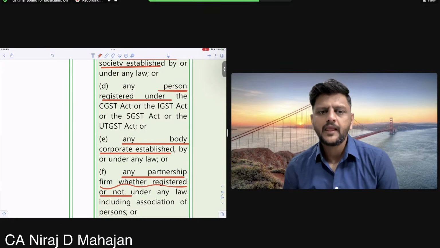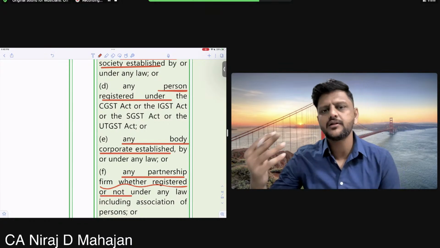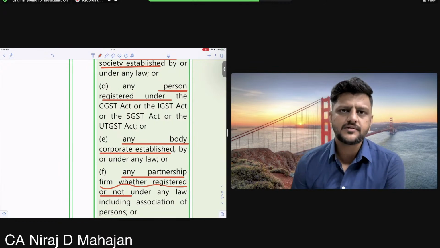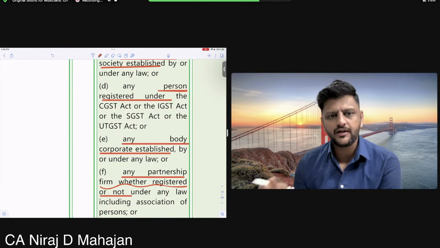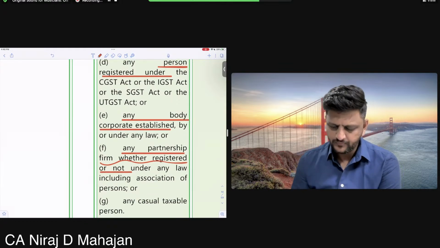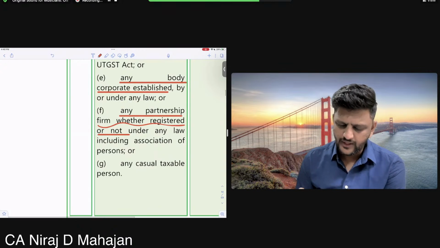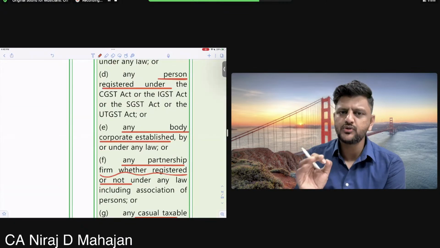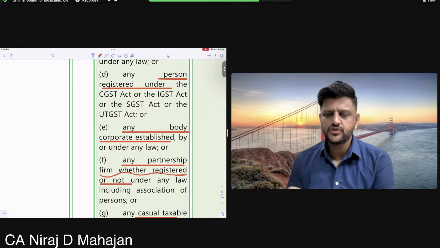There are disadvantages of having an unregistered partnership firm. There are disadvantages. But do you deny their existence? They exist. The unregistered partnership firm exists. Clear? So any partnership firm, whether registered or not registered, including AOP, association of persons, or any casual taxable person. If this matching happens, then we are going to see about RCM.